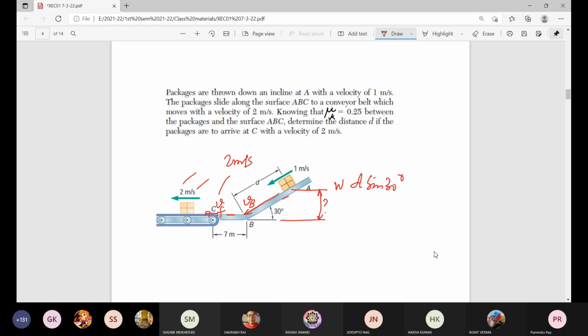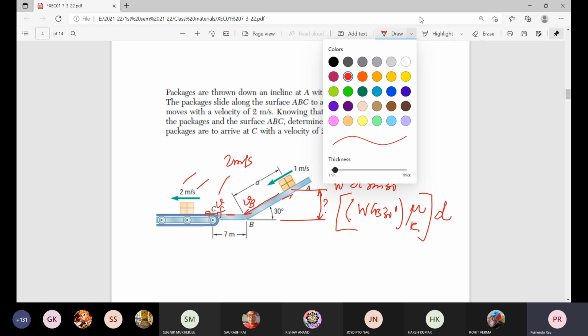Then resistance, friction. What about that friction resistance? Normal reaction R is W cosine 30. That multiplied by mu K is the friction resistance, and this multiplied by the distance D only, because it is acting along that same plane. The direction of movement and of course the direction of friction will be opposite to each other. So this part contributes with this negative sign.